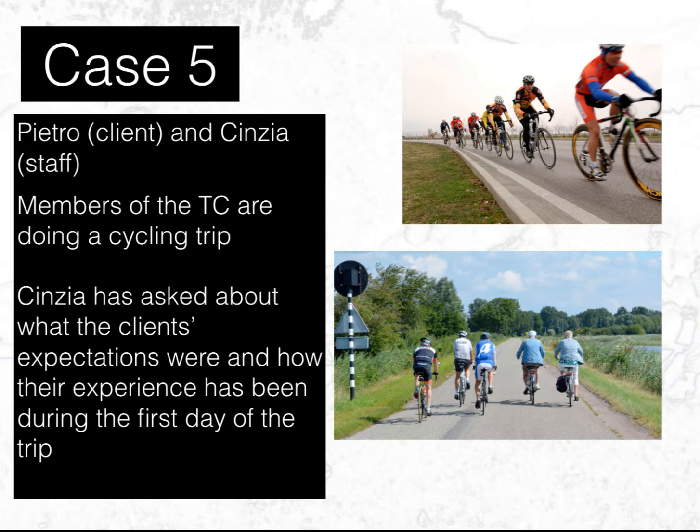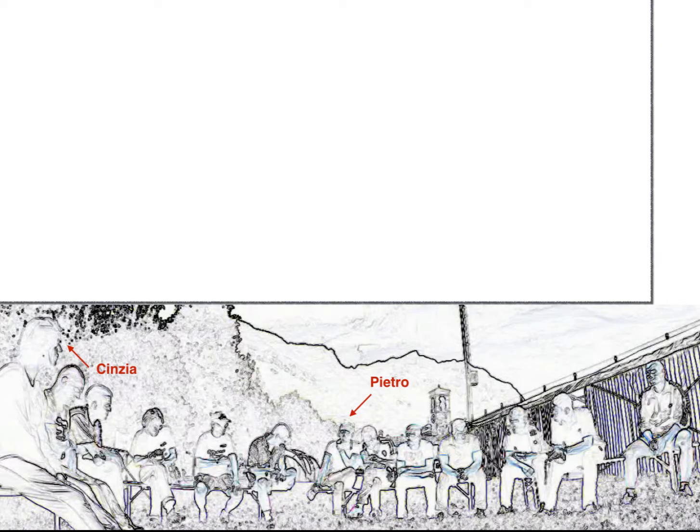But the meeting started off with her asking about what their expectations were for the trip. They are on a field trip, cycling from one place to another, and she asks what their experience has been during the day, which was the first day of the trip. Okay, so this is the scene. This is the staff member. There's a nice environment. You will see birds flying during the film, and this is the client.